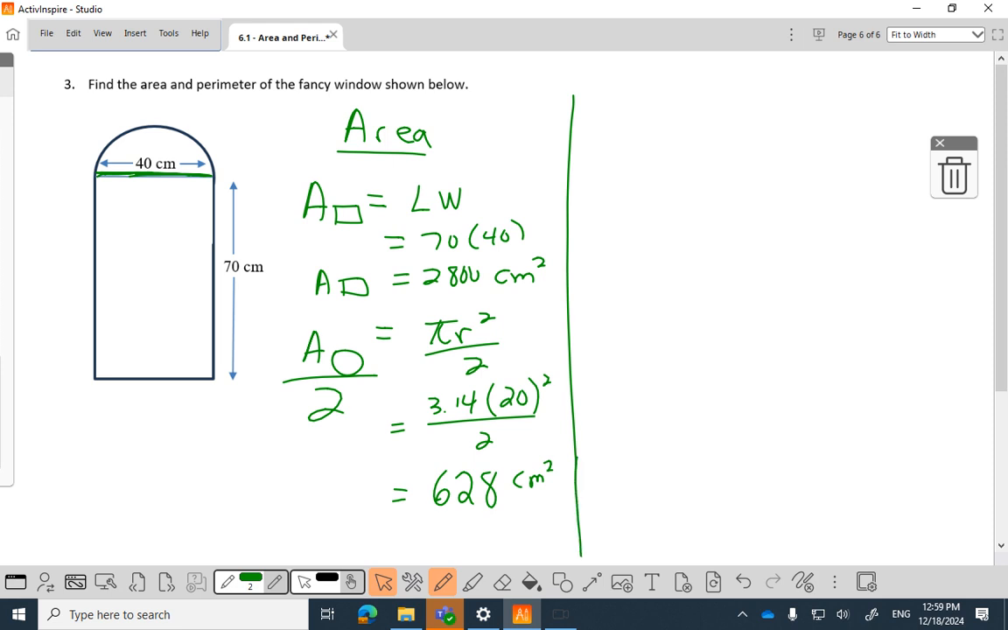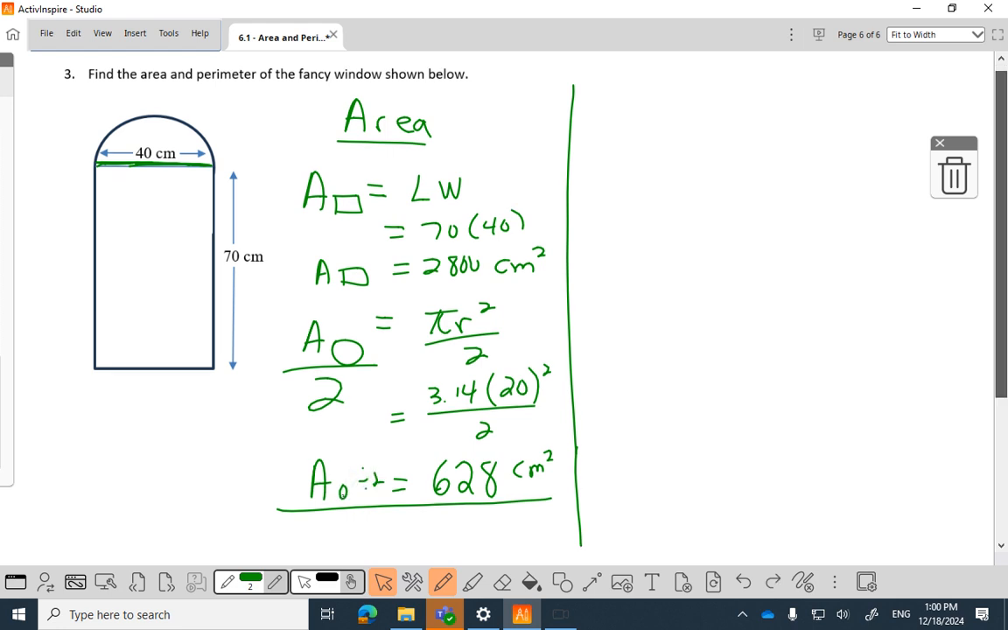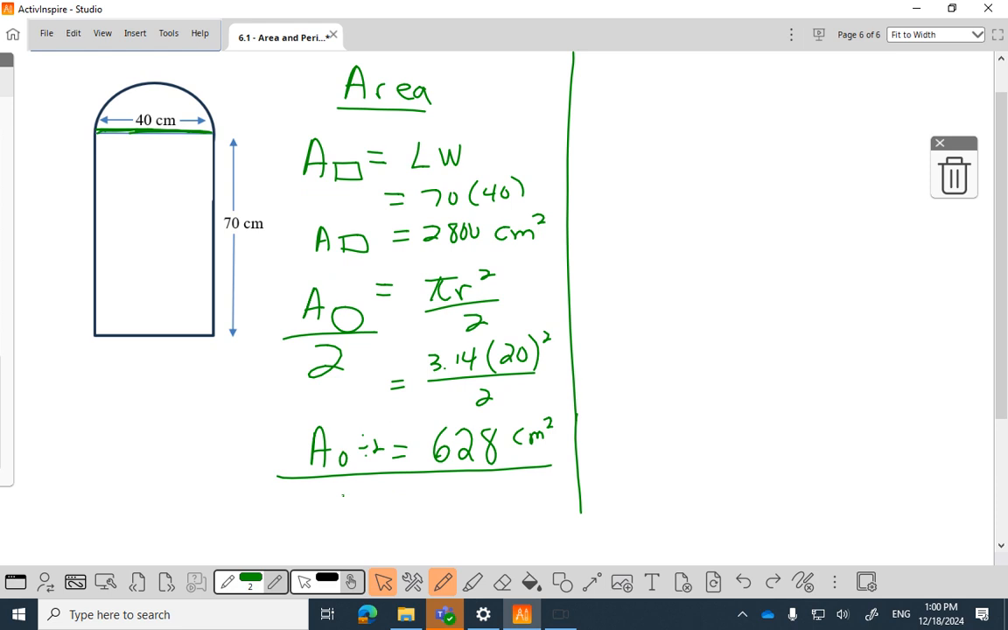Is the question over? No. Am I done with area? Add them together. Area total equals 2,800 plus the 628 is 3428 centimeters squared, and we're almost done.